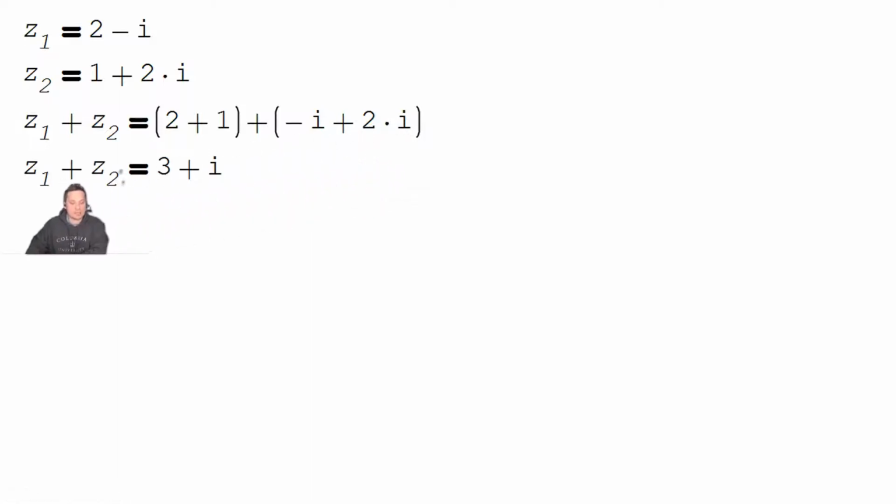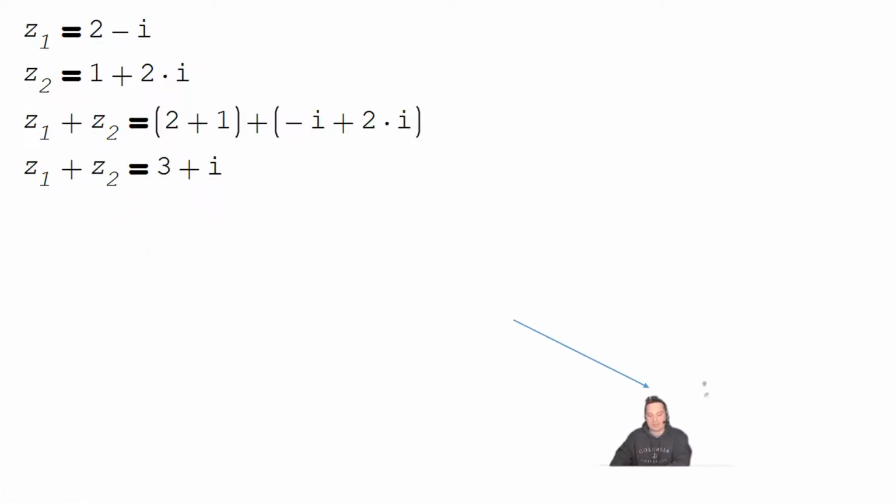So when you do that, it's going to tell you that z sub 1 plus z sub 2 equals 3 plus i. The reason is simple. 2 plus 1 is 3. And negative i plus 2i is just like combining like terms, basically. That's why it gives you positive i. Let's visualize this process using a graph.